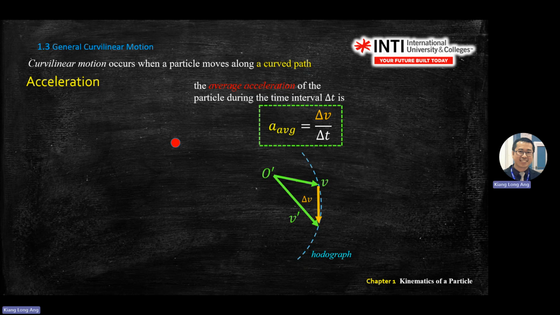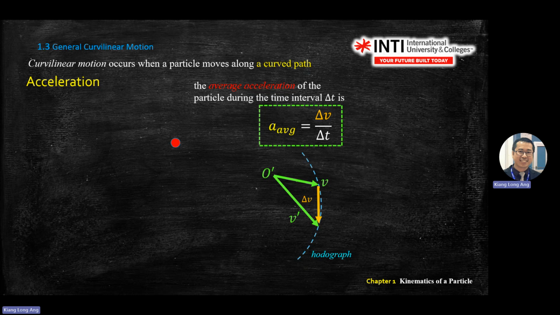Then there are three Newton motion equations, which are v equals v0 plus at, s equals v0 t plus half at square, and v square equals v naught square plus 2a delta s. So these three equations are important.